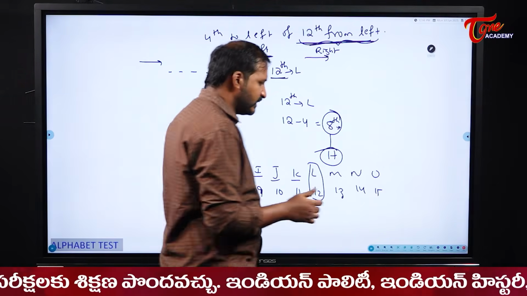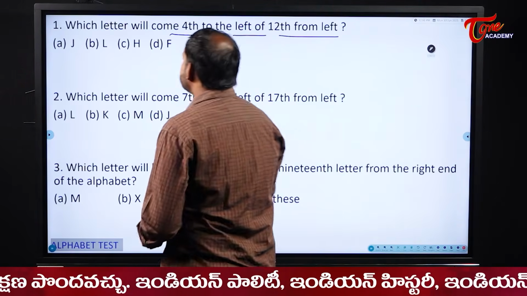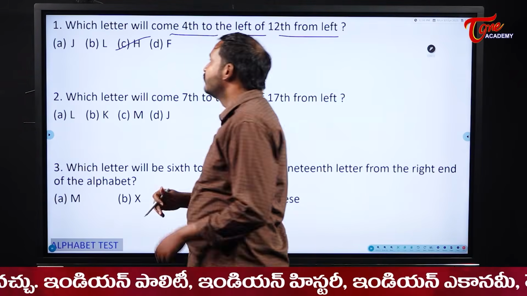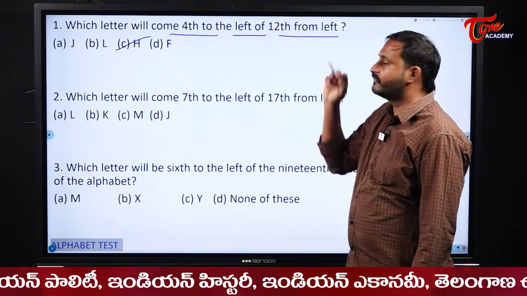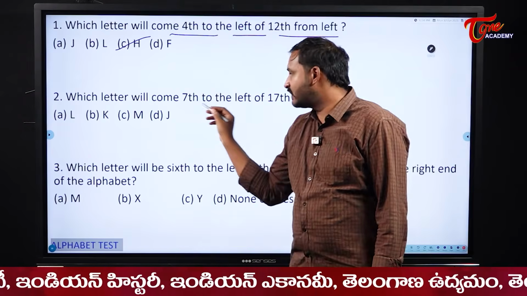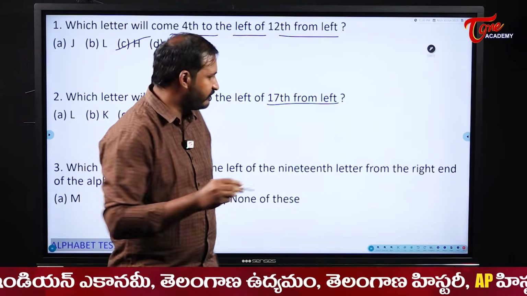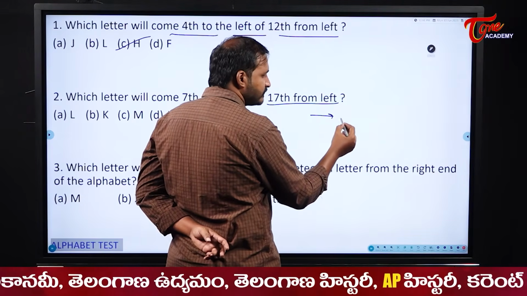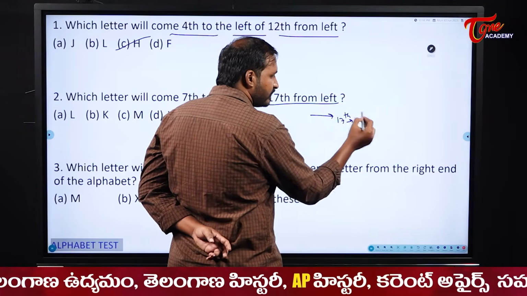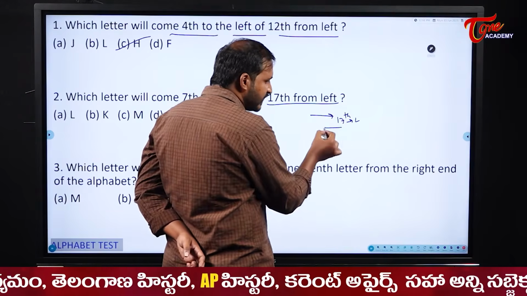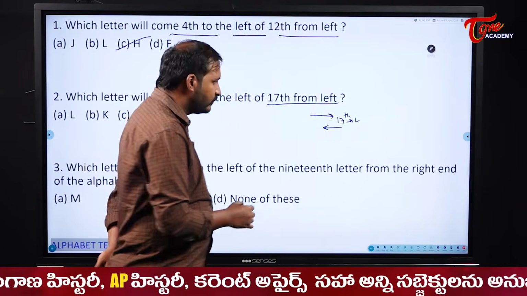Okay, now we will see the next one. So, what is the answer for this question? H. Which letter will come to the 4th to left of 12th from left? Next one here: Which letter will come to 7th to left of 17th from left? 17th from left, that means you are checking in this direction. And you are moving in this direction, right? Opposite to its, 7th left.